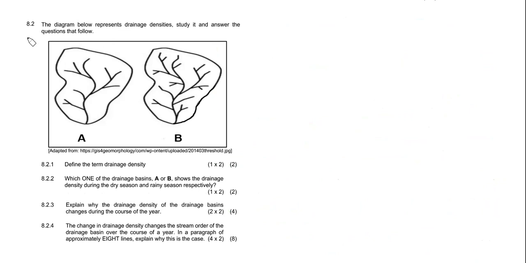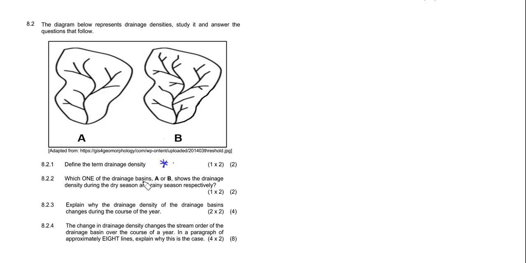Now, here, let's look at what is it? We're saying 8.2. The diagram below represents drainage density. Study it and answer the questions that follow. A and B, define the term drainage density. We have done this one, guys.